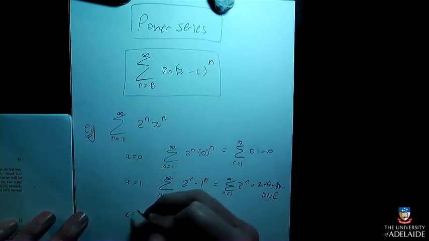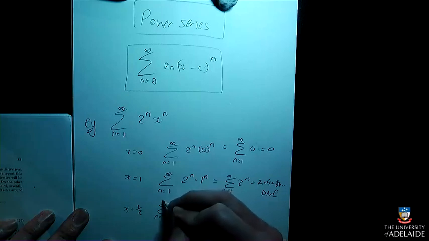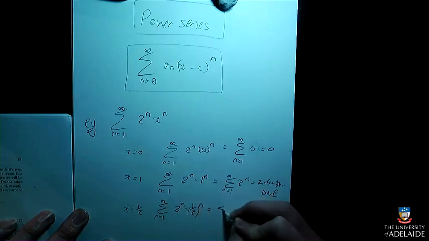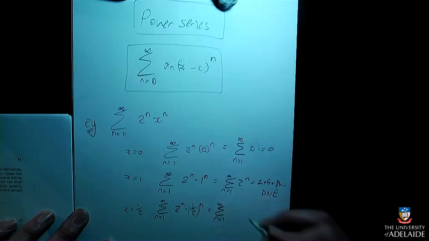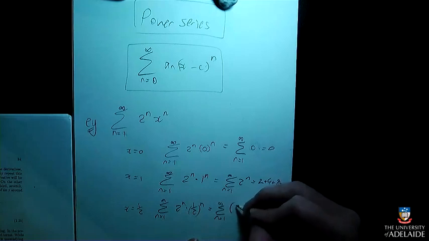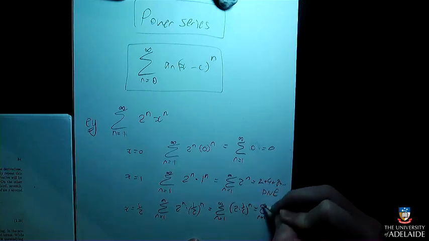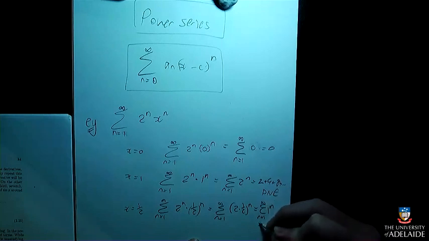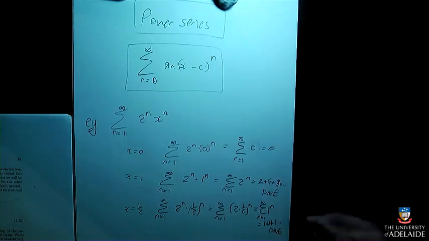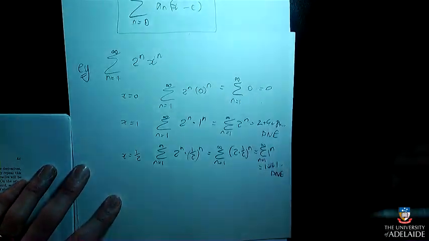And if x was equal to a half, well, 2 to the power of n, this would be the same as this. And so that would be 1 to the n, which is still 1 plus 1 plus 1, which still doesn't exist. But if x was smaller than a half, we have a chance.